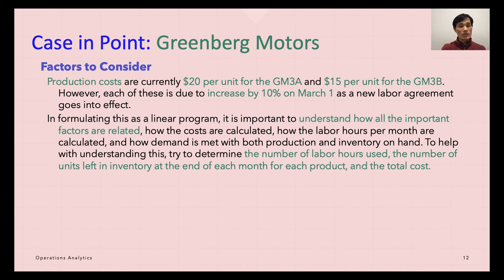Lastly, in formulating this linear program, it is important to understand how all the important factors are related, how the costs are calculated, how the labor hours per month are calculated, and how demand is met with both production and inventory on hand. To help with understanding this, try to determine the number of labor hours used, the number of units left in inventory at the end of each month for each product, and the total cost. So you have to understand the relationship between inventories and inventory carrying costs and spaces so that we can properly schedule this production.